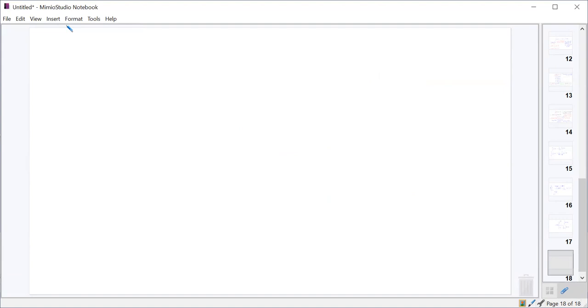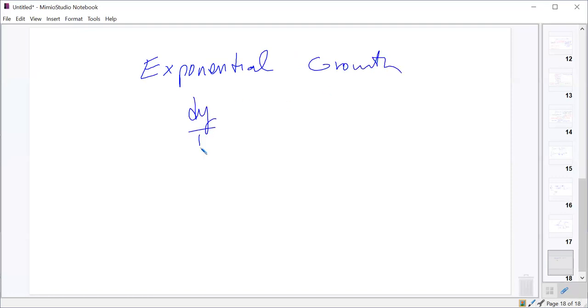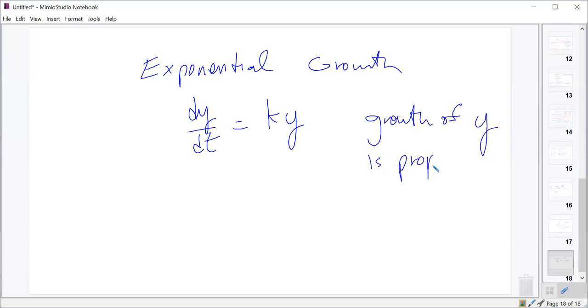In terms of differential equations, there are things I want to talk about real quickly. First off, we talked about two main types of differential equations. One is the exponential growth differential equation, which is dy dt equals k times y, right? And this just means that the growth of y is proportional to the amount of y, right?